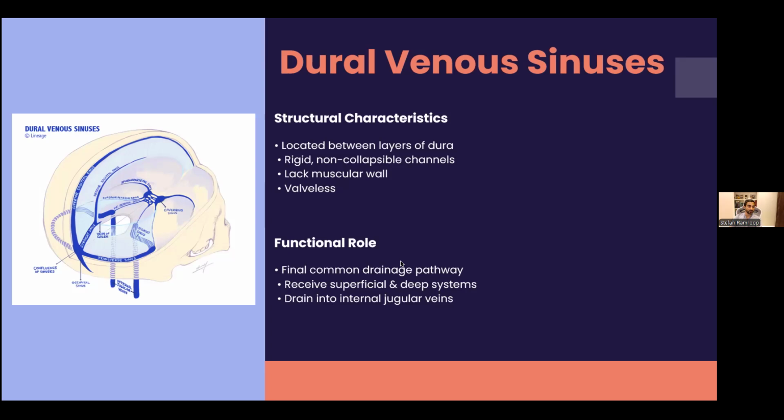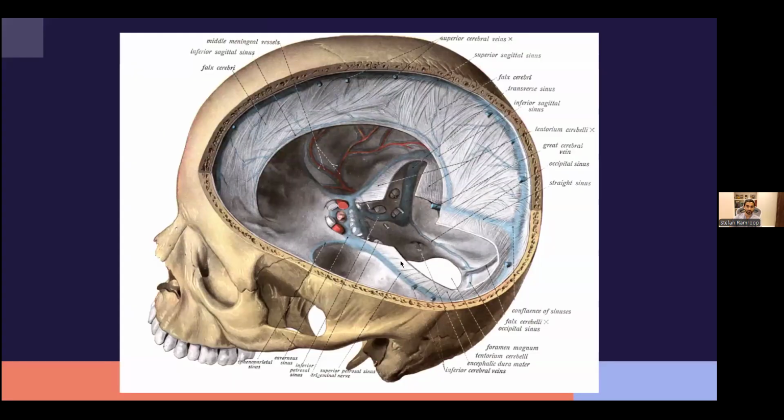Both your superficial cortical veins and your deep galenic system ultimately empty into these sinuses before entering your IJV, your internal jugular veins. So the sinuses are intimately associated with dural reflections, particularly the falx cerebri and the tentorium cerebelli. The falx contains the superior and inferior sagittal sinuses. The tentorium cerebelli contains your straight and transverse sinuses.